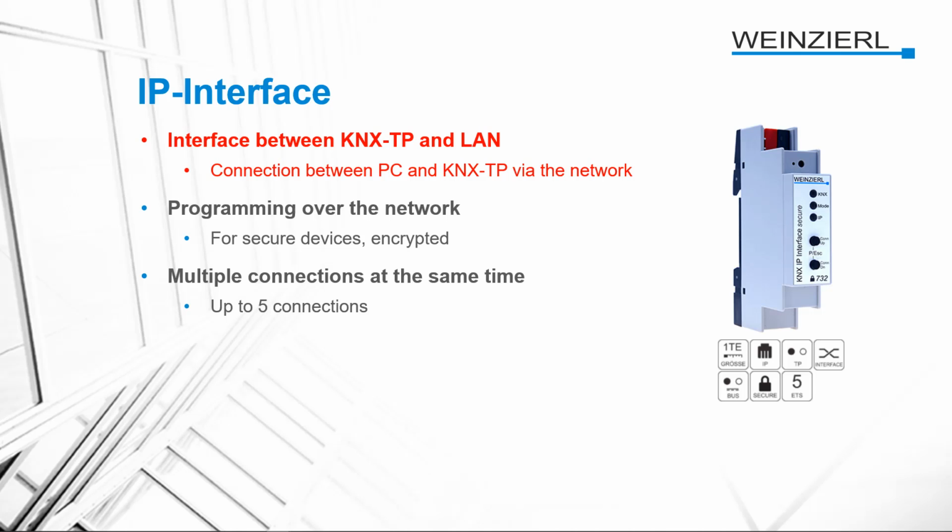So in this case, you can see the KNX IP Interface Secure 732. But what do you need it for? Well, on the one hand, it can be used to connect the EDS5 to the KNX network. So, for example, for programming over the network, you would connect your laptop or PC to your network, and you would also connect the IP interface on the one side to the KNX Twisted Pair bus and on the other side to your network. And then you can program the devices with the EDS5 over the network. And for secure devices, this programming is even encrypted.